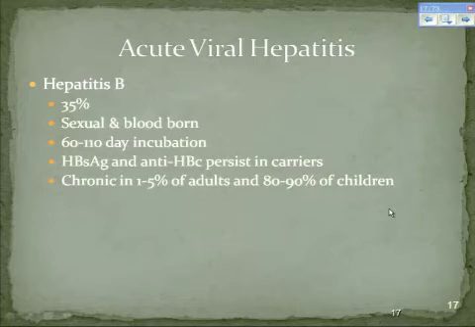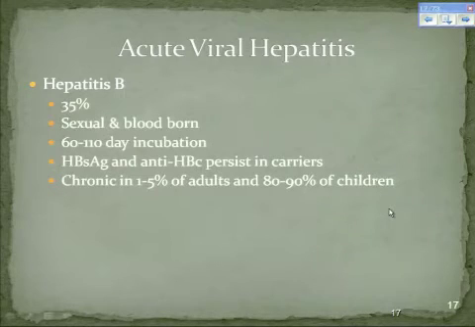As for acute viral hepatitis, B is much more concerning. 35% of the actual hepatitis is due to this. It has a much longer incubation period of 60 to 110 days. It has hepatitis B surface antigens and anti-HBc, and persistent carriers. You see that these people will develop into chronicity. Some people are carriers, which is bad news because they don't show any symptoms.